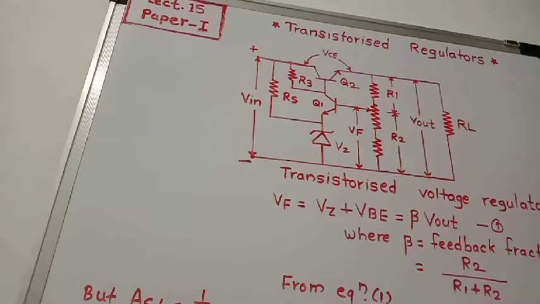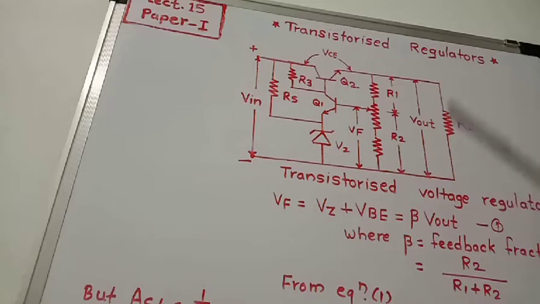Hello students, today we will study a second type of voltage regulator, that is a transistorized regulator. In transistorized regulators, transistors are used, and these transistors act as voltage regulators.